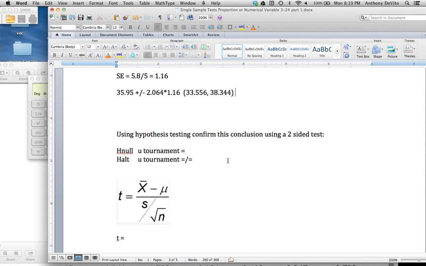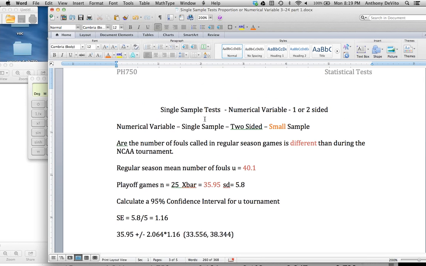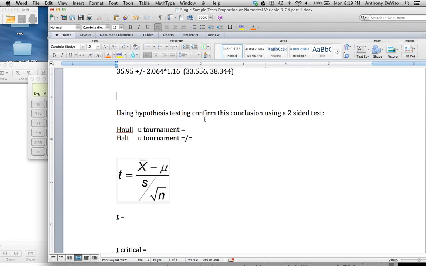If I want to do this as a hypothesis test, I think we already outlined our hypothesis before. The mean during the tournament is not equal to the mean during the playoffs, or is not equal to it. Okay, this is a two-sided test, right?